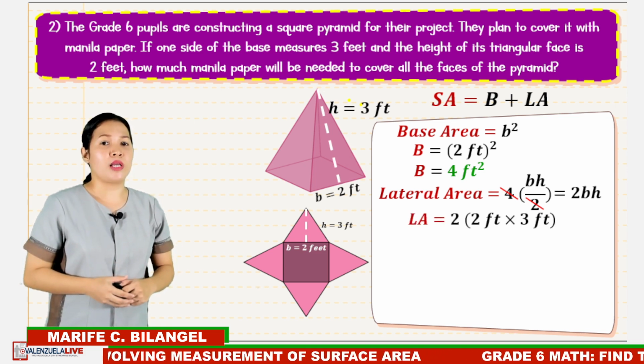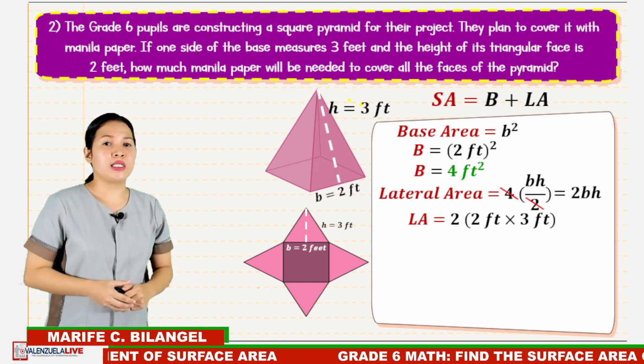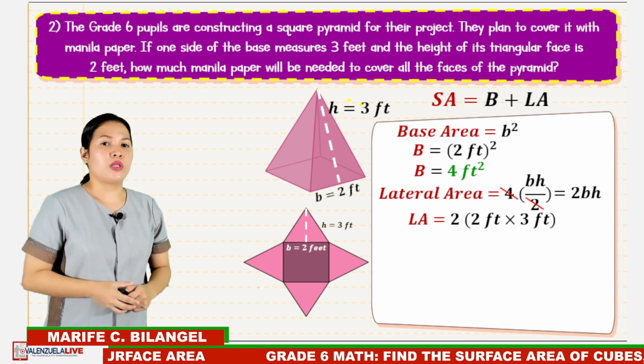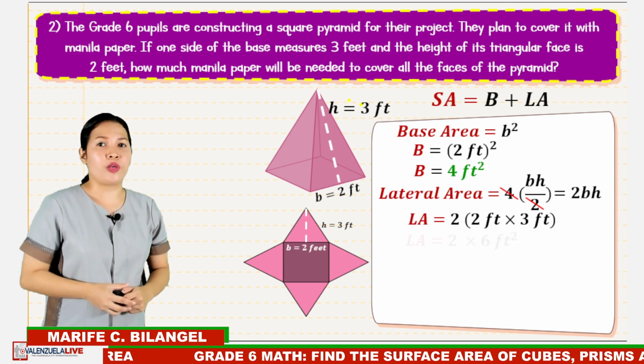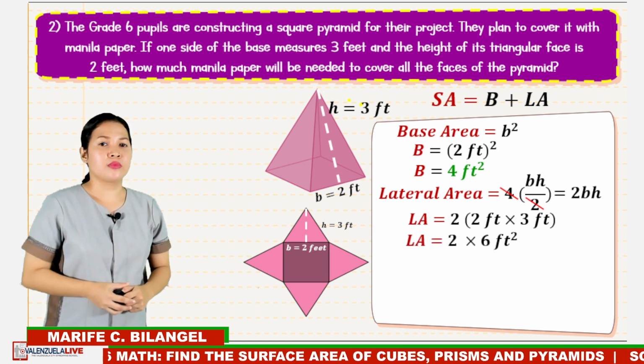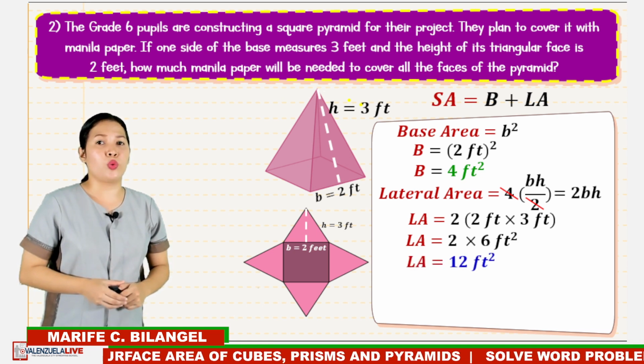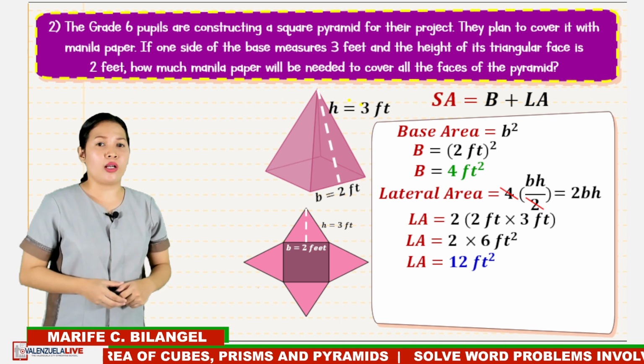Substitute the given dimensions in the formula. We have 2 times (2 feet times 3 feet). So that is equal to 2 times 6 square feet. So the lateral area of the triangular prism is equal to 12 square feet.